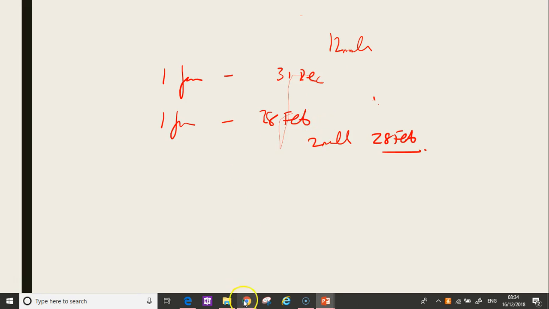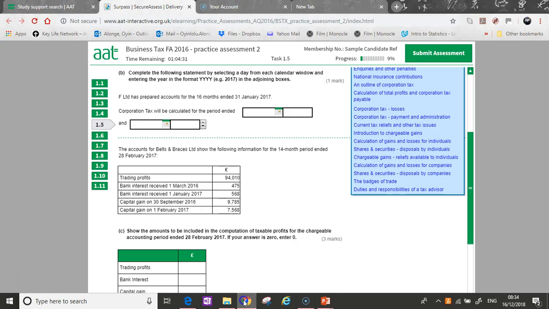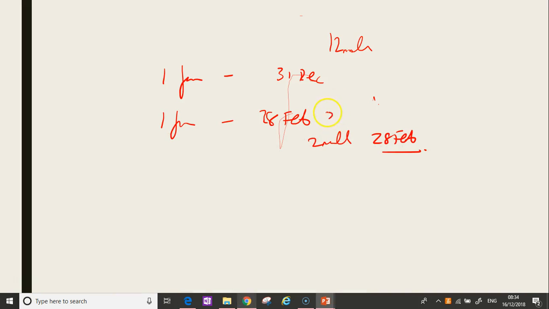Now the year end, when I say the year end, it says it's 2017. Okay, great. So this is 2017. This is 1st of January 2017, and this is 2016, and this is 2016. So these are both periods. These are the periods we're interested in. Now let's go back to the question.